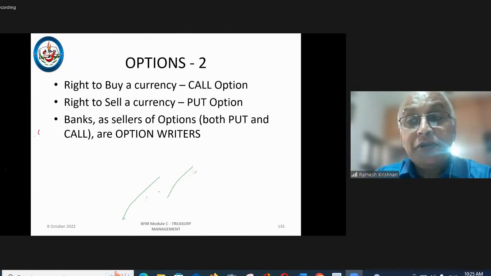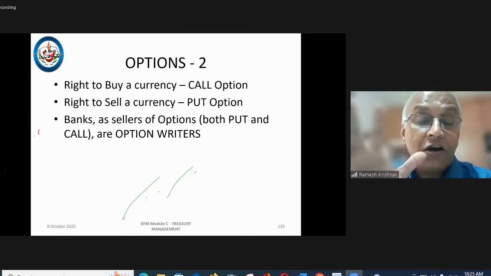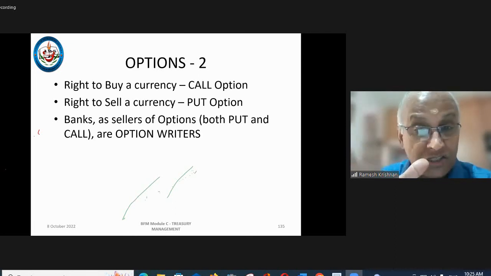Similarly, the Tirupur t-shirt exporter comes and says, in December I'm going to get $1 million, cover me with an option. First thing, what option? You, the exporter customer, want the right to sell currency to me. Okay, you take a put option. So the bank will sell a call option as well as a put option to different customers, and there it is called an option writer.